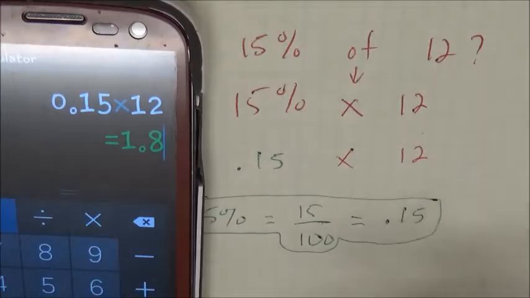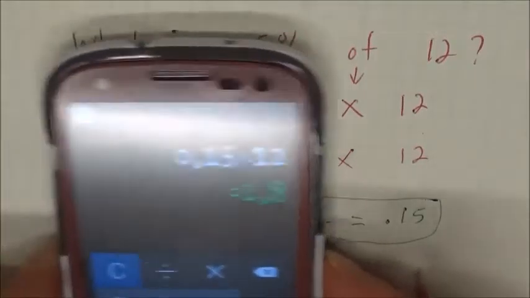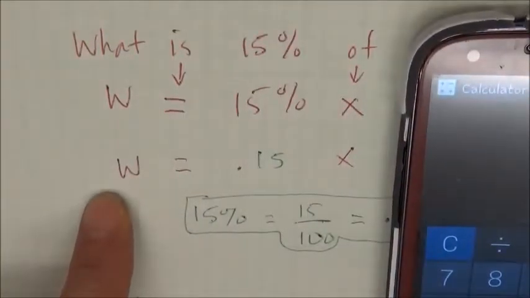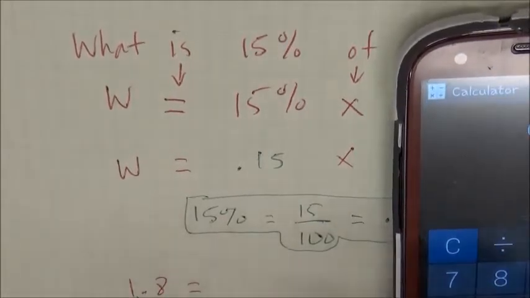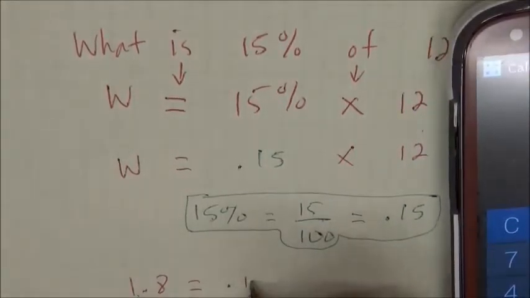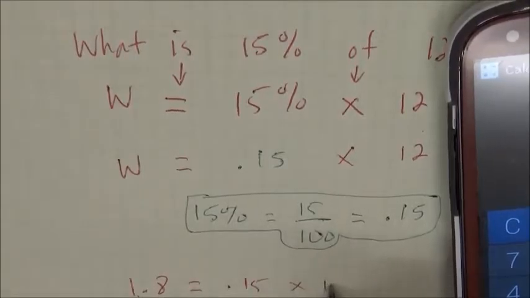1.8. So that's 1.8. So that means that this W is 1.8, which is equal to 0.15 times 12.